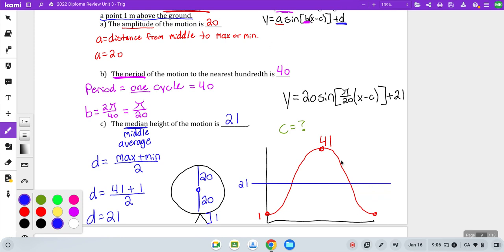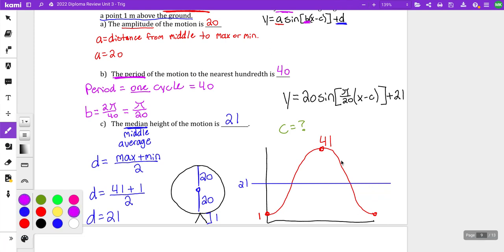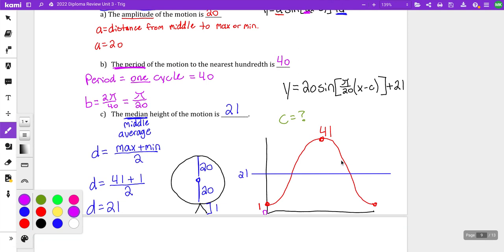We also know how long this took us. One cycle took 40 seconds, so this is 0. Down here is at 40 seconds. Are we good with this sketch representing these three things that I did? Here's my cycle, up, down, took 40 seconds total. My minimum height was at 1, my maximum height was at 41, my midline was at 21.